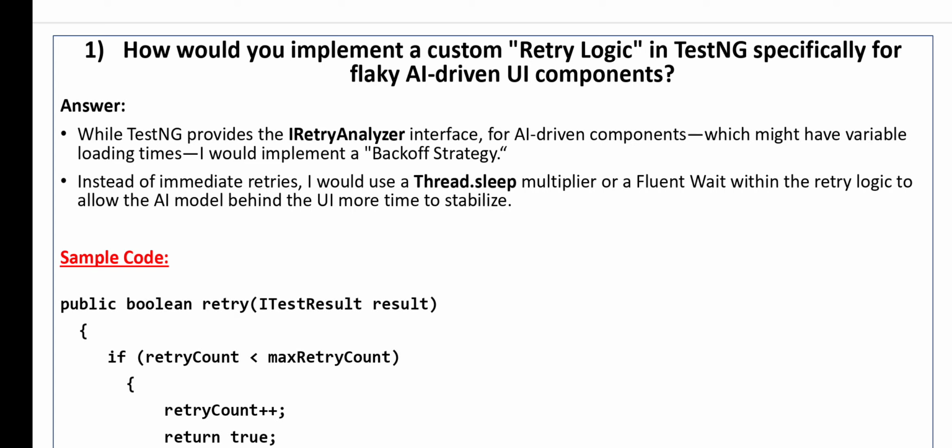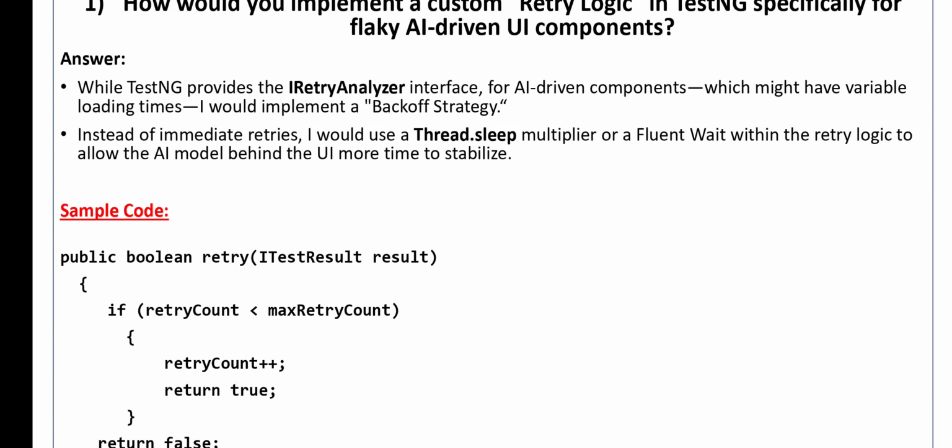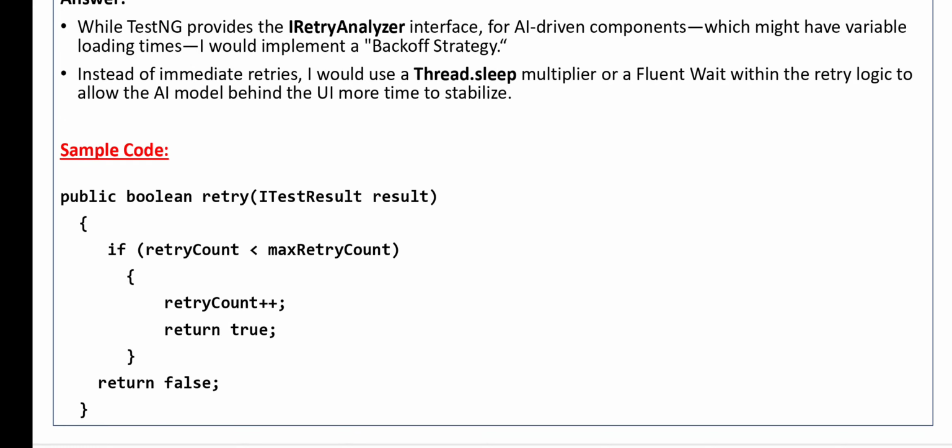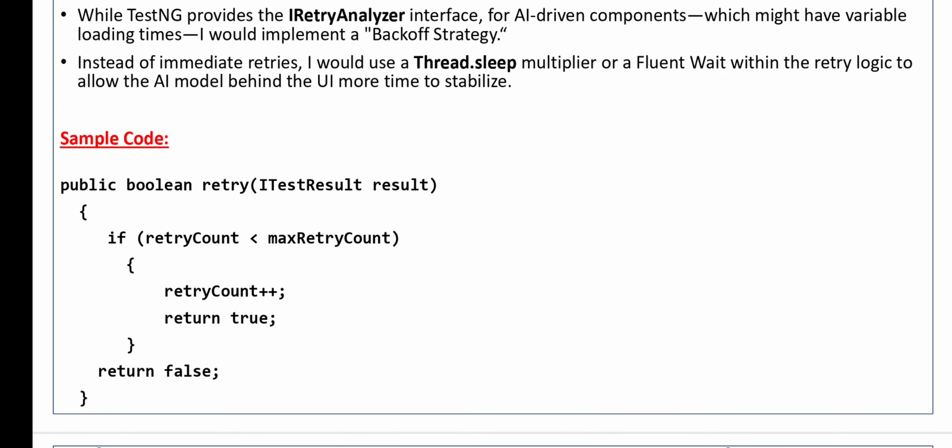How would you implement a custom retry logic in TestNG specifically for flaky AI driven UI components? This is one of the tricky questions. You can answer to the interviewer like, while TestNG provides the IRetryAnalyzer interface, for AI driven components which might have variable loading times, I would implement a backoff strategy. Instead of immediate retries, I would use a Thread.sleep multiplier or a fluent wait within the retry logic to allow the AI model behind the UI more time to stabilize. You can give the retry logic to the interviewer with a sample code as shown below.